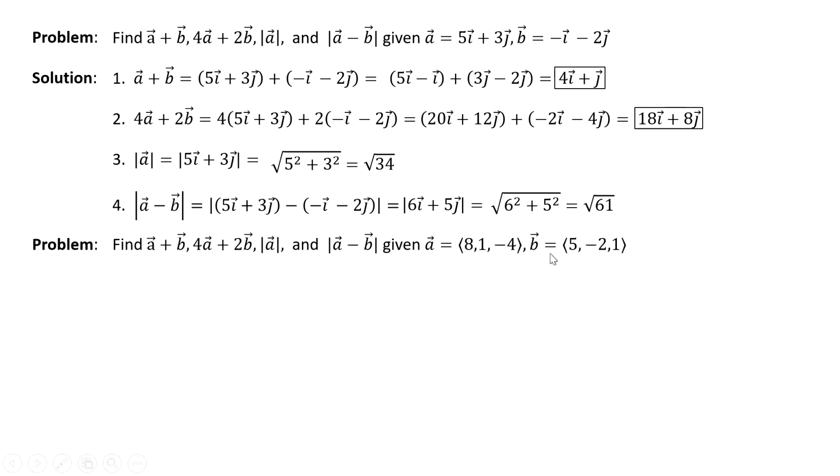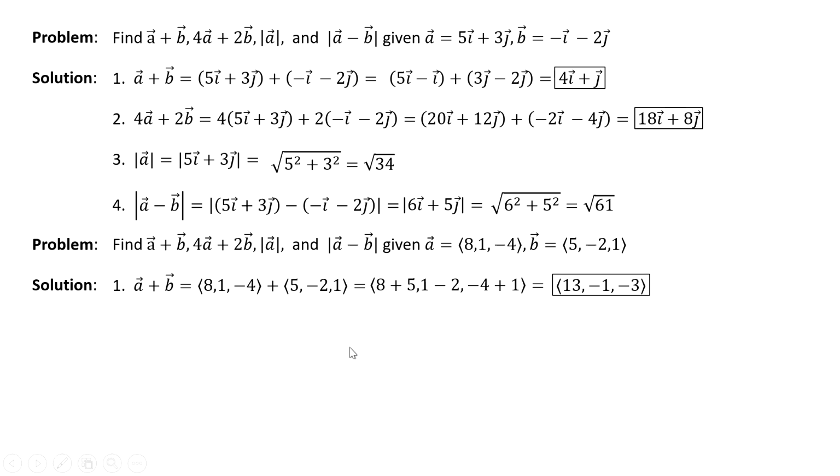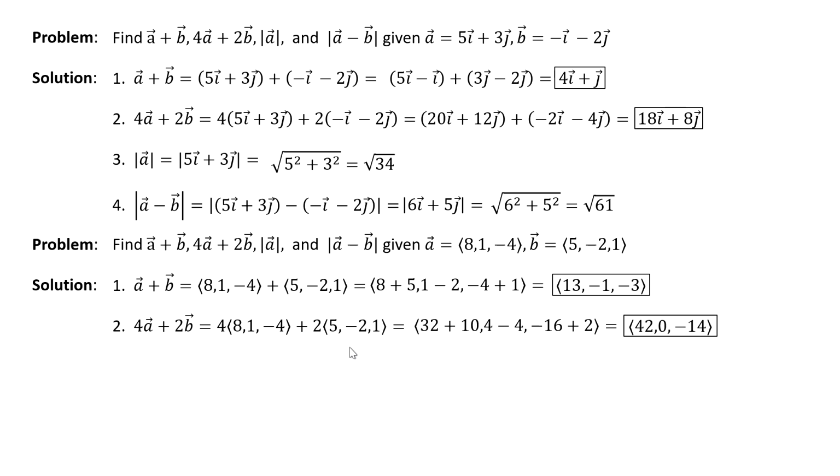Cool. What's the next problem? Find a plus b, 4a plus 2b, absolute magnitude of a minus b, and so on. Simple, right? We have it in component notation, so add the like components, multiply, and so on.